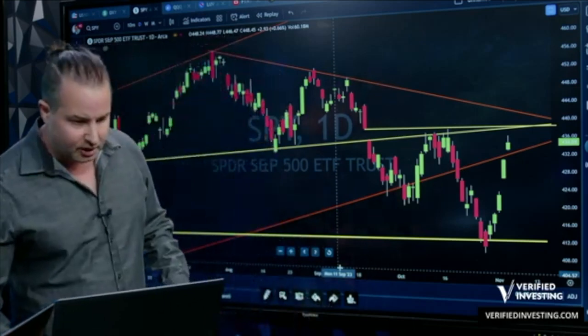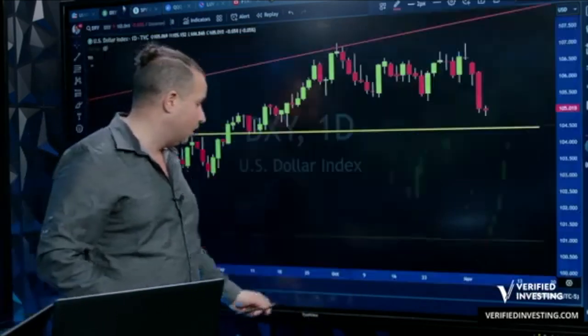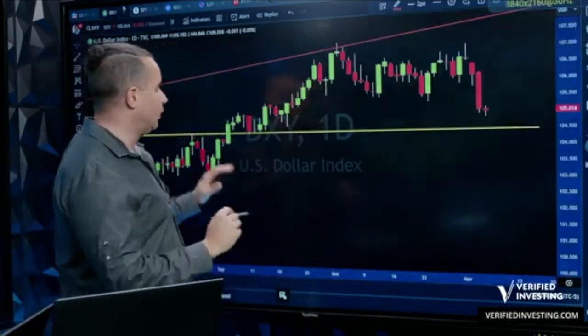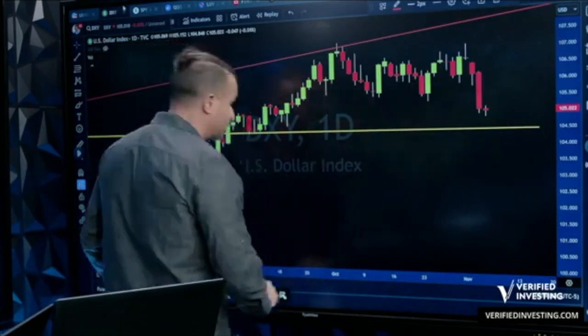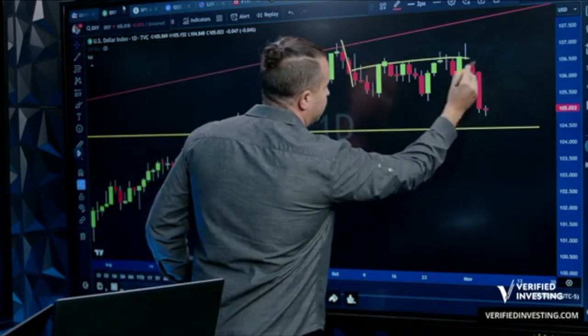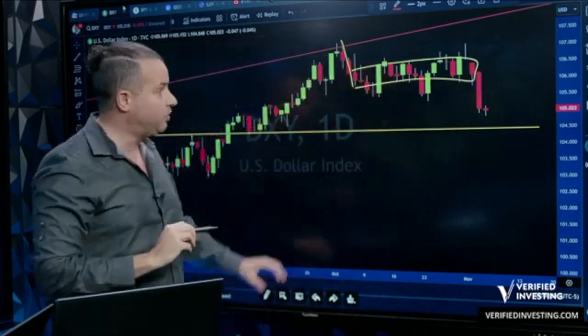All right. Let's flip over to the US dollar real quick here. Take a quick look at this. The dollar, again, is getting close to technical support. I called for this down move as well. We obviously know that this, again, was the pattern that I highlighted with you guys.